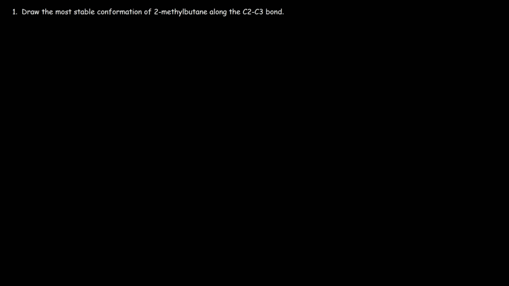Number 1, draw the most stable conformation of 2-methylbutane along the C2-C3 bond. Feel free to pause the video and try this example. So let's start with the line structure of 2-methylbutane. First we're going to draw butane, and then we have a methyl group on carbon 2. So this is carbon 2 and this is carbon 3.